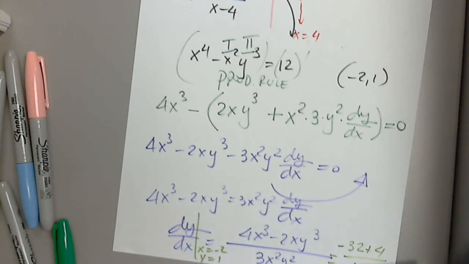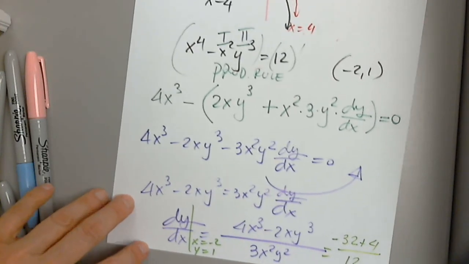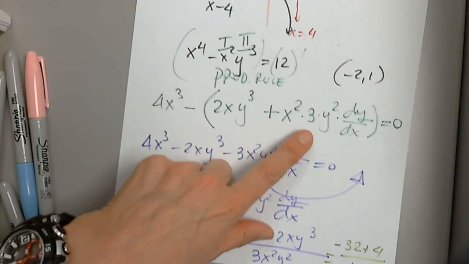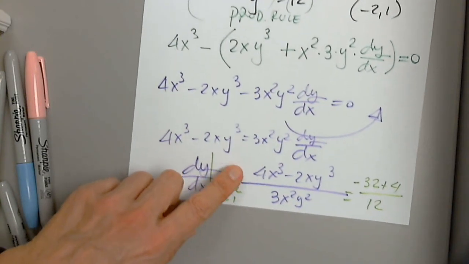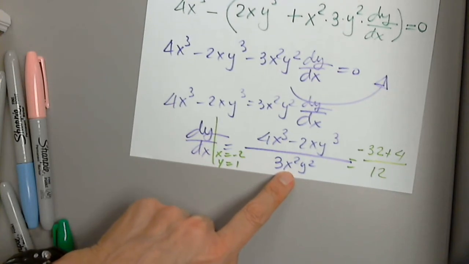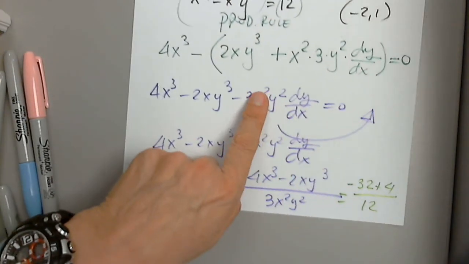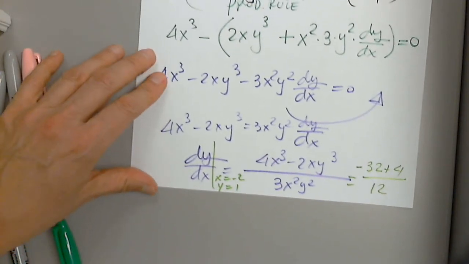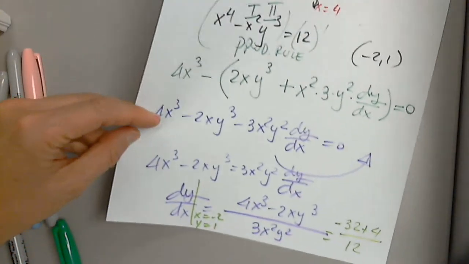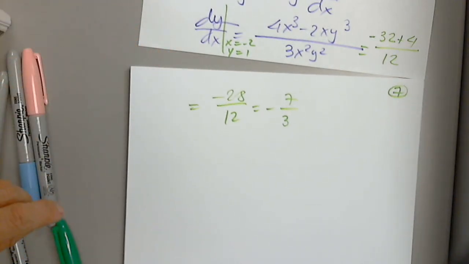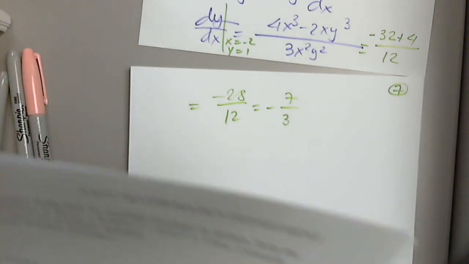She doesn't have the 3x squared y squared. You don't have the x squared? I don't have the 3. It's on the bottom, when it's in the denominator. It's because you divide it to get dy over dx by itself. I have to move this term to the other side and divide by this. Yeah, I had to have done that. Is that okay? Yeah, okay. I see where it is. Okay, perfect. Do we get negative 7 over 3? Yes. Okay, perfect. Moving on.